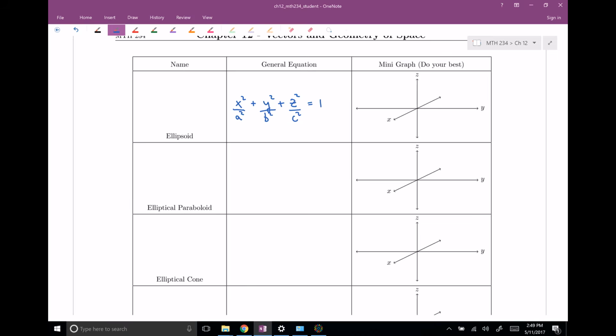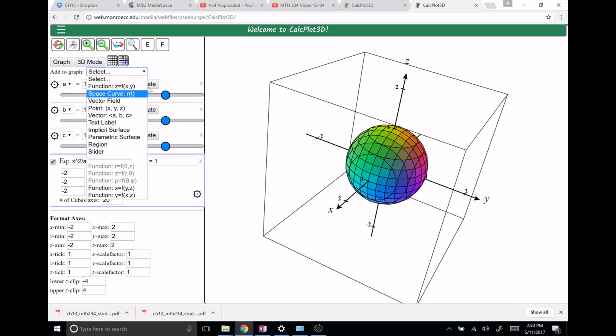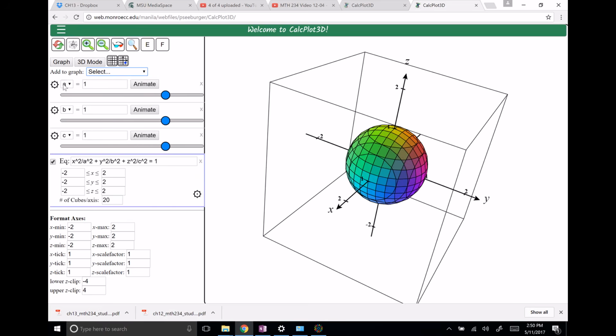Before I do the little mini graph, let's go over one more. I have it graphed for us: x squared over a squared, y squared over b squared, and z squared over c squared, all added together equaling 1. And the nice thing about this, which we've never done before, is that you can add these slider things. So I've added sliders for a, b, and c so that we can change these and see what it looks like.